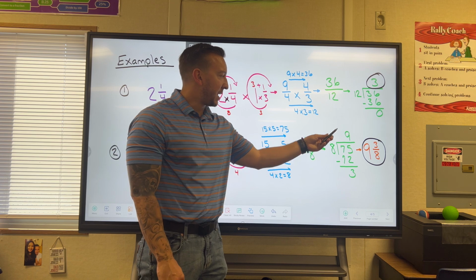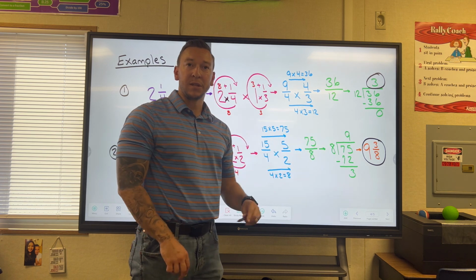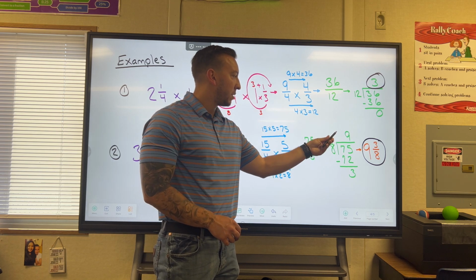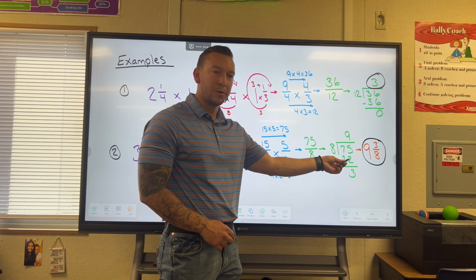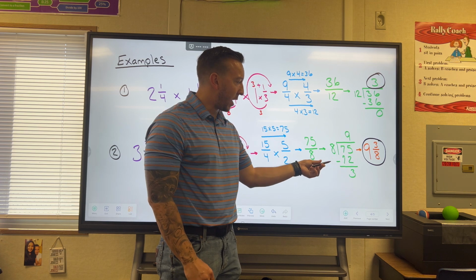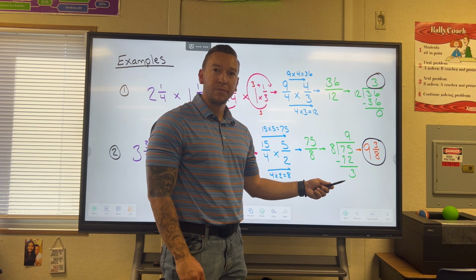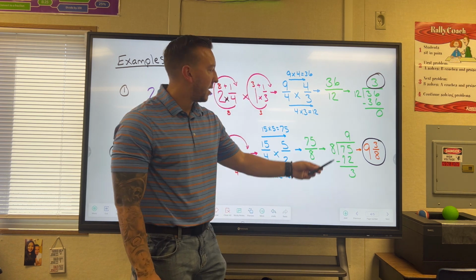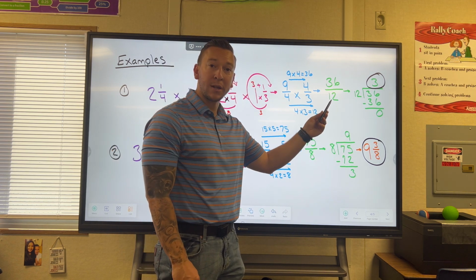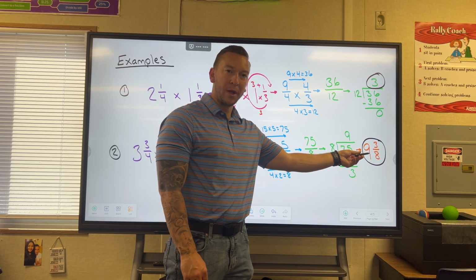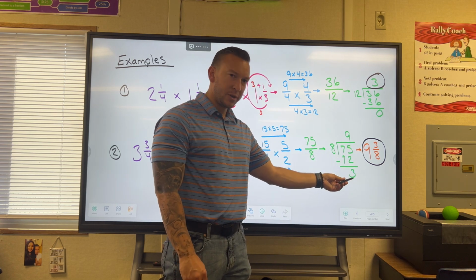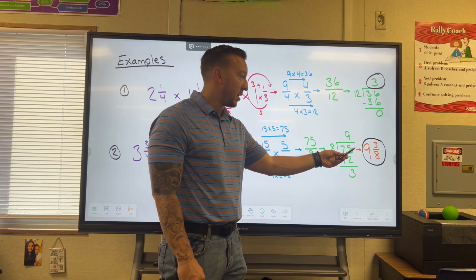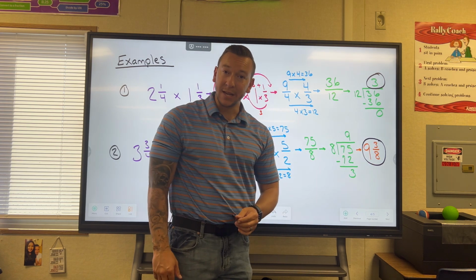I know that 8 times 9 gets me 72. That's as close as I can get. So put my 9 up here. 9 times 8 is 72. I put that here. I subtract. I get 3. Well, I have my 3 numbers here. Remember, your quotient, the number on top, that's your whole number. The remainder is your numerator, and the divisor is your denominator, 9 3/8.